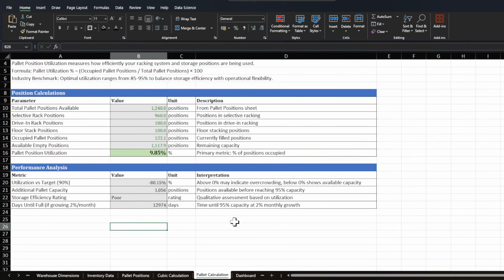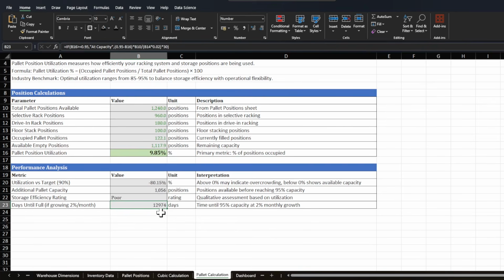And if we are expecting a 2% monthly growth rate, then how many days are remaining by which our warehouse can reach up to 95% of utilization? And it's a very simple calculation. You can check the formula. If we are greater than 95%, it will show it is at capacity. Otherwise, it will calculate the number of days required to reach up to 95% if the growth is 2%.